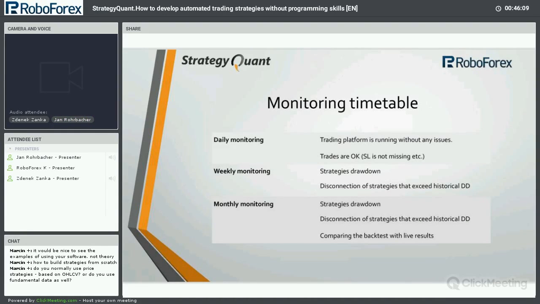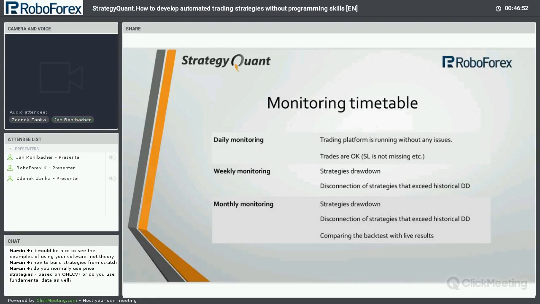Then on a weekly basis, I evaluate the strategies that are in my portfolio, because I use portfolio strategies, whether some of the strategies have experienced any major drawdowns that went below the historical drawdown that was calculated in the backtest, right? And if this happens, I consider whether such a strategy shall or shall not be disconnected from my live trading account. If I see that something is going wrong, I just disconnect such a strategy that exceeded the historical drawdown.